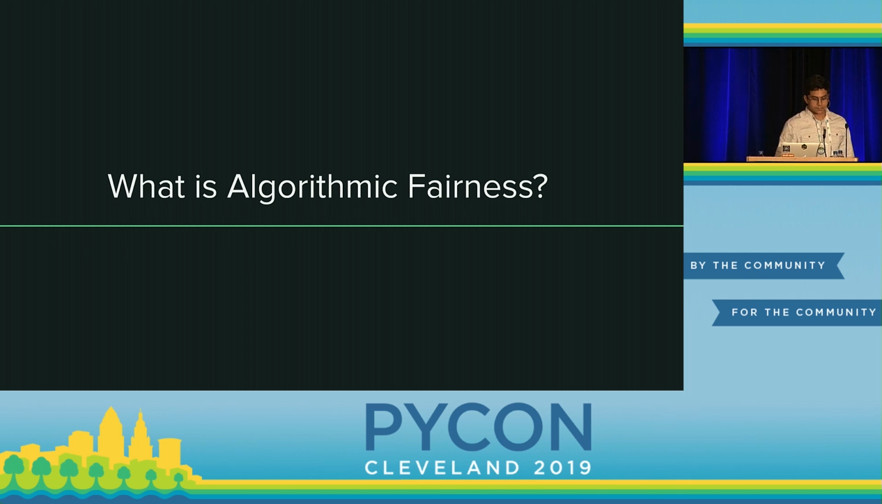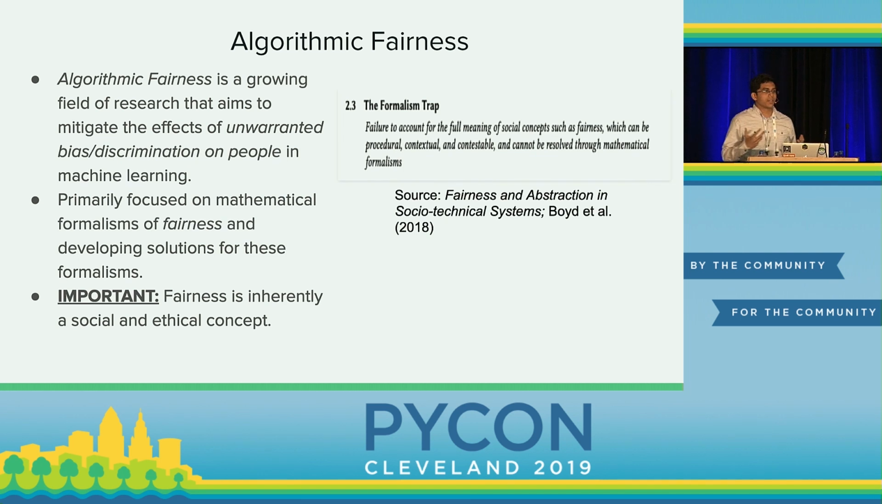So what is algorithmic fairness? Algorithmic fairness is a field of research aimed at trying to mitigate the effects of unwarranted bias or discrimination on people in machine learning. This is a kind of weird thing, because bias is a very overloaded term in data science and machine learning. It's probably the second most overloaded term after kernel, which has a bunch of different definitions in machine learning. Right now, the focus of this research has been on coming up with mathematical definitions of fairness. We have a mathematical definition of fairness, we're going to find some solution to it, and hope that maps back well to the original problem.